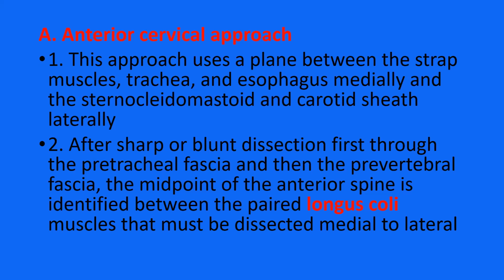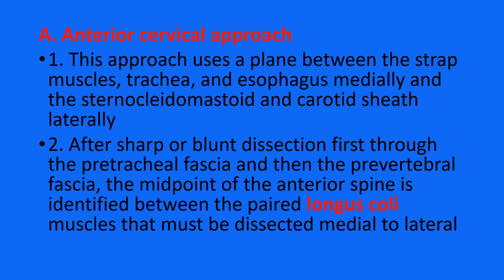After sharp or blunt dissection, first through the pretracheal fascia, the platysma, and then the prevertebral fascia, the midpoint of the anterior spine is identified between the paired longus colli muscles, which must be detected medial to lateral. Let me show you this.